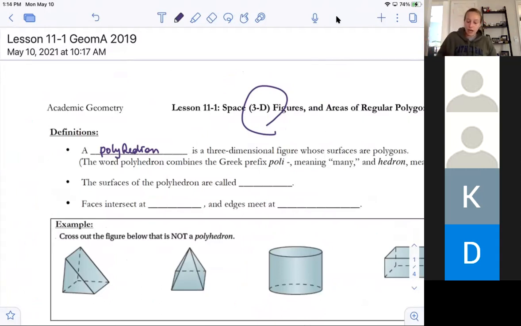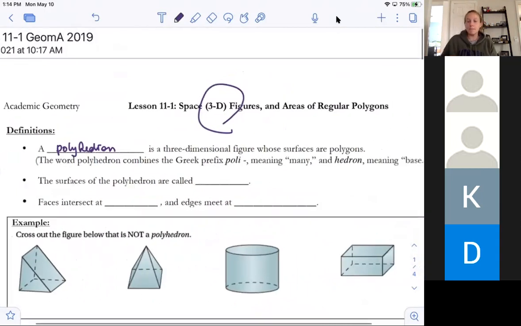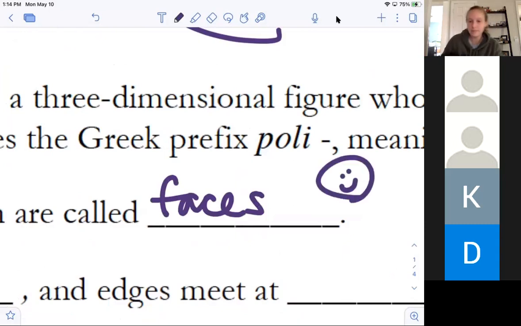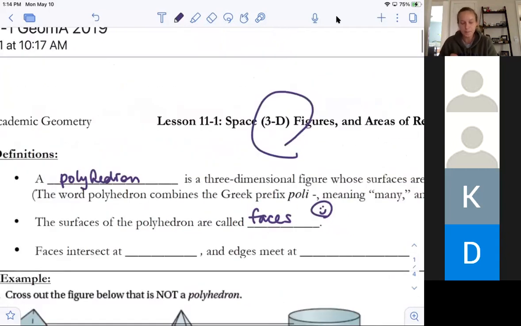The word polyhedron comes from the Greek words poly, which we know means many, and hedron, meaning base. So essentially there's a bunch of different bases of my shape. We don't call the surfaces bases. Instead, we call them faces, like a little smiley face. They're all faces of the shape: top face, bottom face, front face, back face, whatever you want to call it.